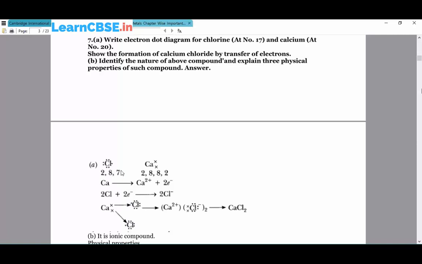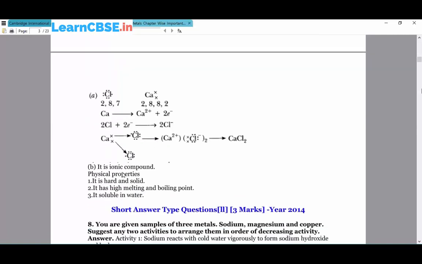It needs 1 electron to complete the shell. In this case, the calcium can lose 2 electrons, but the chlorine can gain only 1 electron. So one more electron is left out in the calcium, so we can add one more chlorine atom that will gain the other electron. So Ca loses the 2 electrons and becomes Ca2+. At the same time, the 2 Cl atoms gain 2 electrons and become 2 Cl minus.